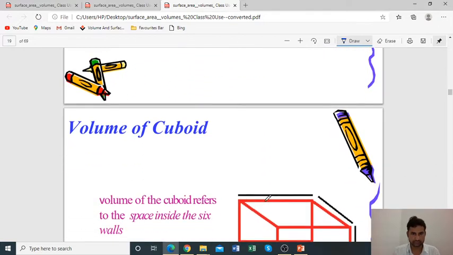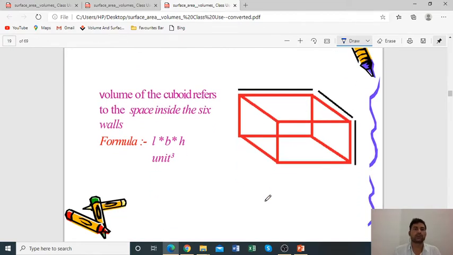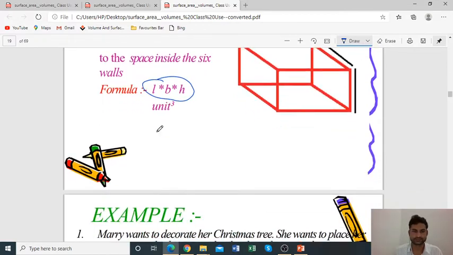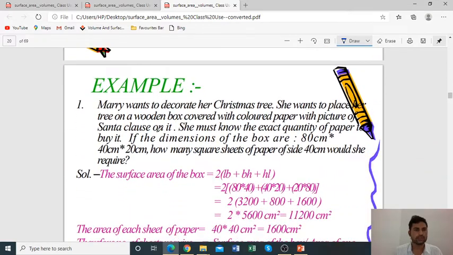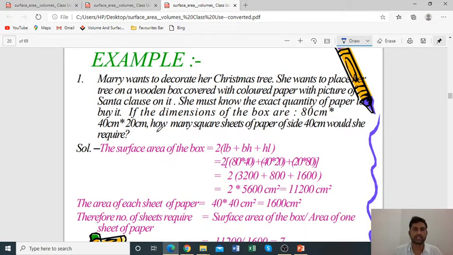Next, the volume of a cuboid. The volume of a cuboid refers to the space inside its six walls. So the formula for the volume of a cuboid is length multiplied by breadth multiplied by height. Length times breadth times height. Next, we move on to example number 1.